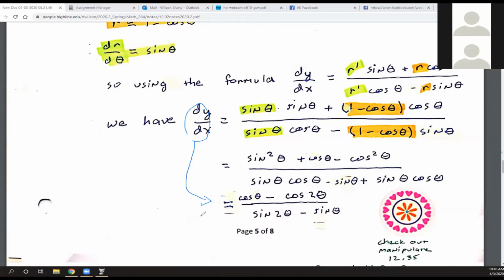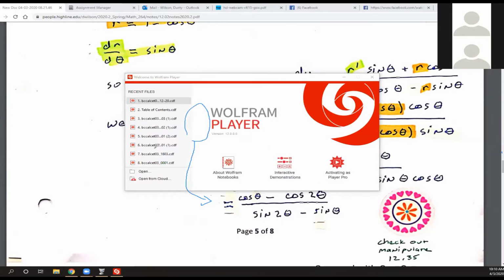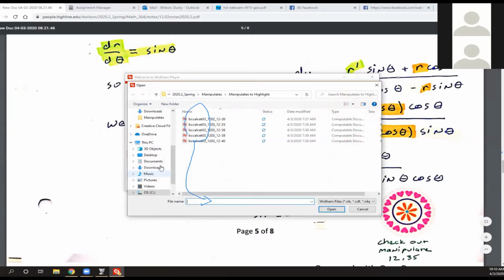So it might lead you to ask, what in the world does that mean? What does it represent? And so I'd like to follow the sticker and check out Manipulate number 12.35. This would be straight out of the ebook, which is super cool, super powerful. So let's see if we can pull that up. I'm opening up the Wolfram Player that I asked all of you to download. And I better clear all my drawings.